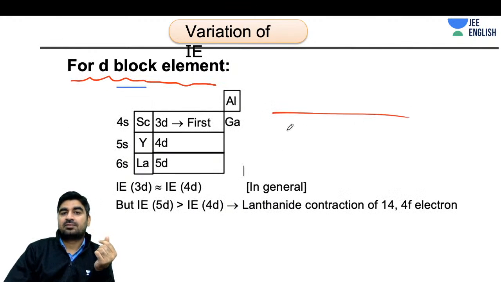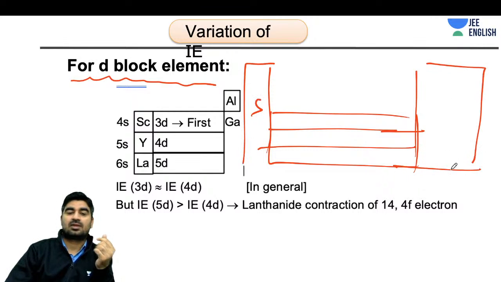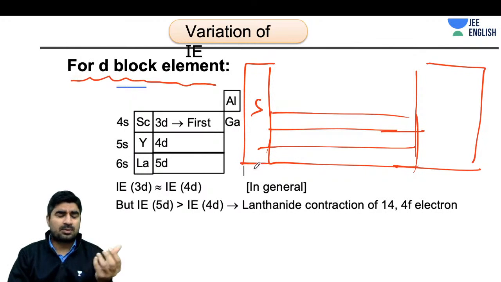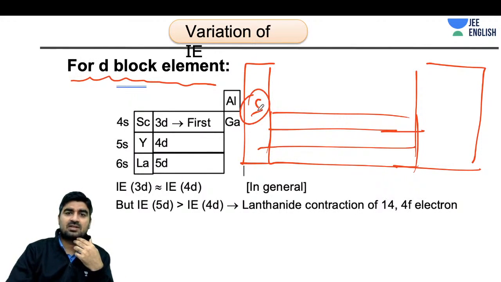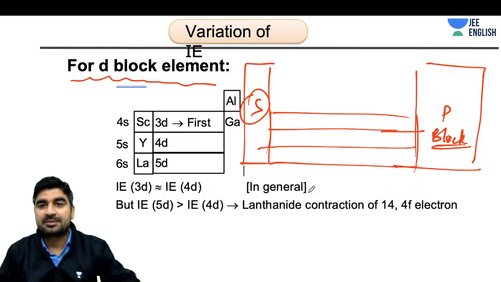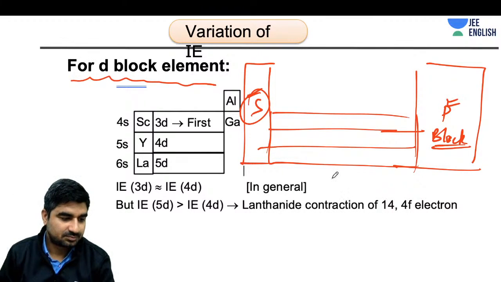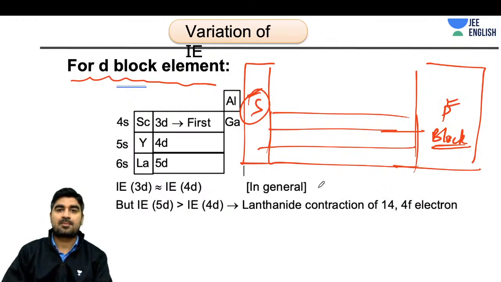For D block, we have the following transition series. Here we have S block, here we have P block, right? Actually, in D block, as I have already discussed, no property is properly followed. This is S, this is P block. Got it? Now you know the S block, now you know the P block.